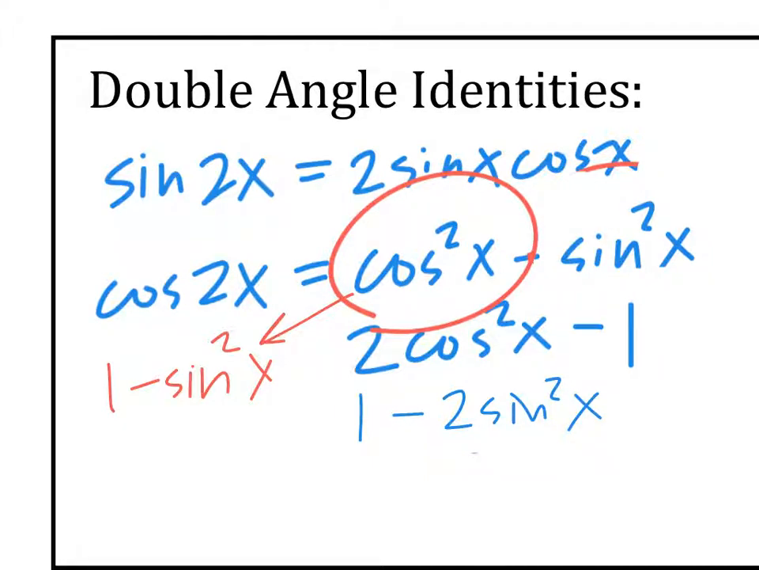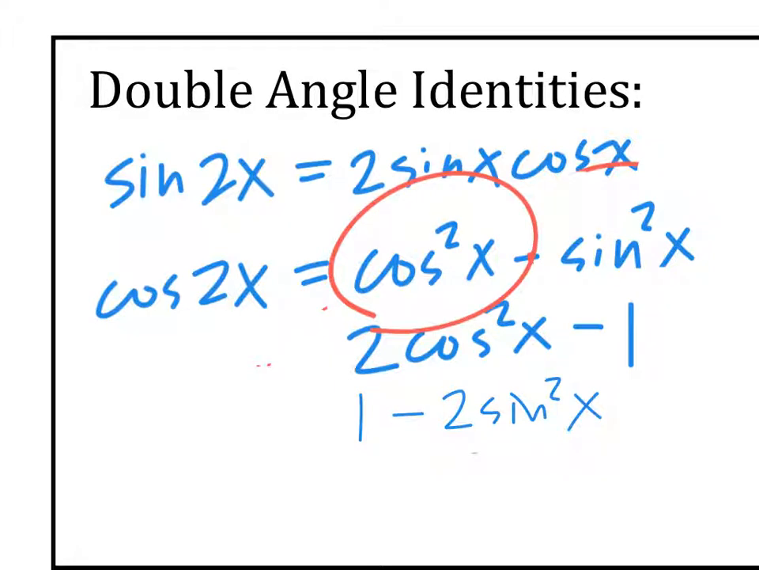Okay, so those are the three versions of cosine 2x. How do you know which one you want to use? You don't, you just use one, and then they all get you the same answer. When you do proofs, maybe one of them is a little easier than the other, so you kind of guess and check.